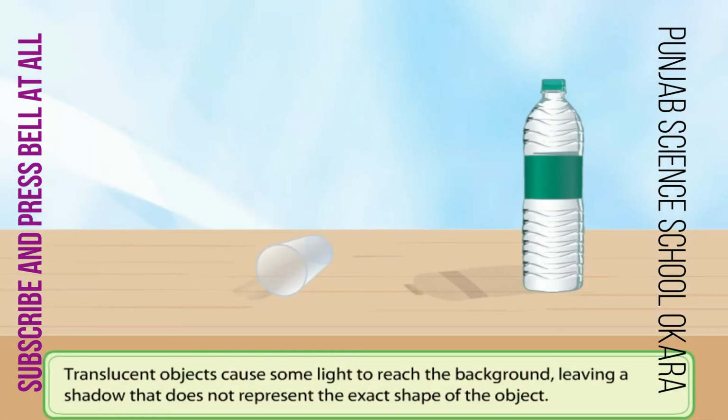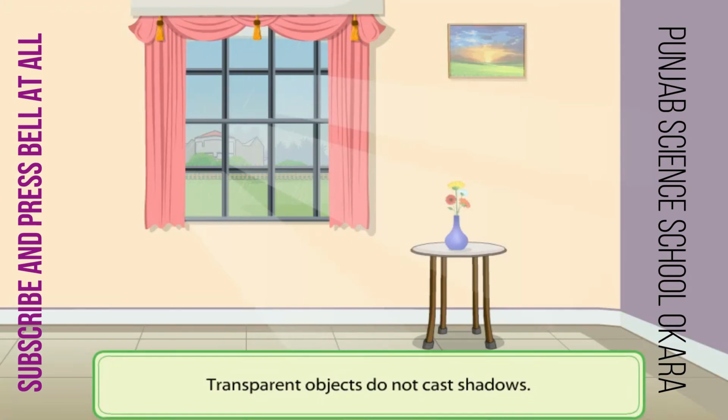Translucent objects cause some light to reach the background, leaving a shadow that does not represent the exact shape of the object. Plastic bottles and plastic glasses are examples of translucent objects. Transparent objects do not cast shadows as light passes right through them. Glass windows are examples of transparent objects.